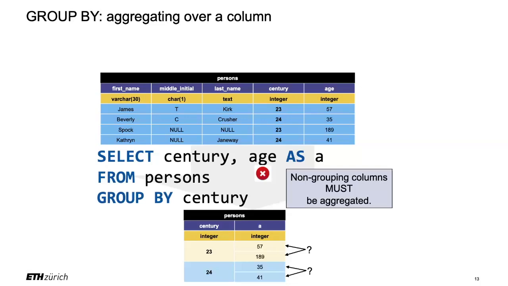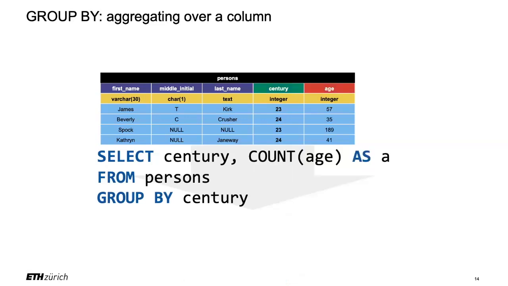So that doesn't make any sense. Do not do it. You might even get an error from PostgreSQL if you try to do that. So you really, really have to specify an aggregation function, right? Like count H is going to count the number of H values.